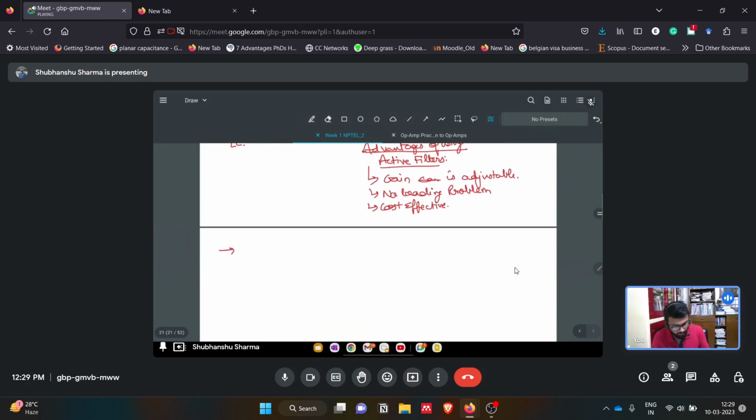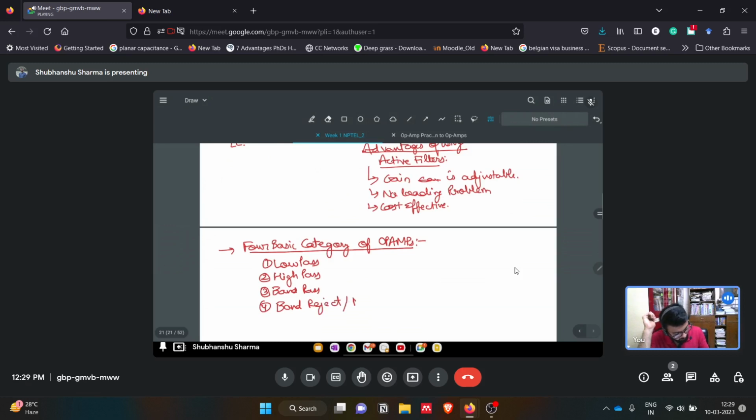So we have four basic categories of filters. First one is low pass, second one is high pass, third one is band pass, and fourth one is band reject. We also say notch filter.